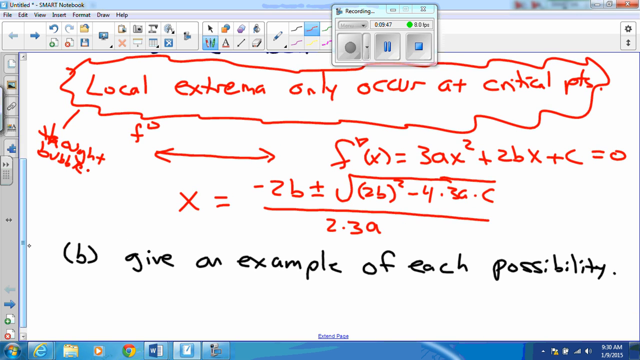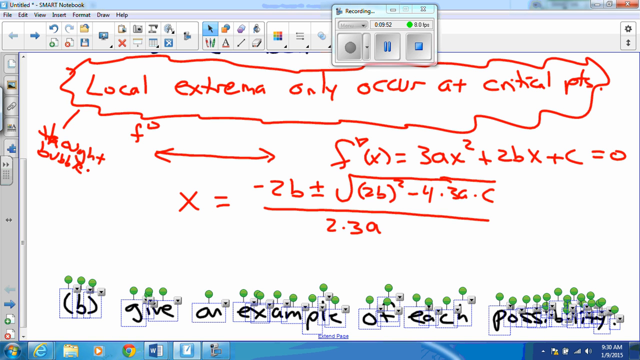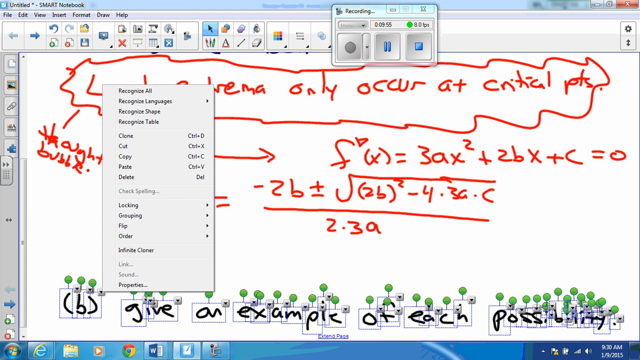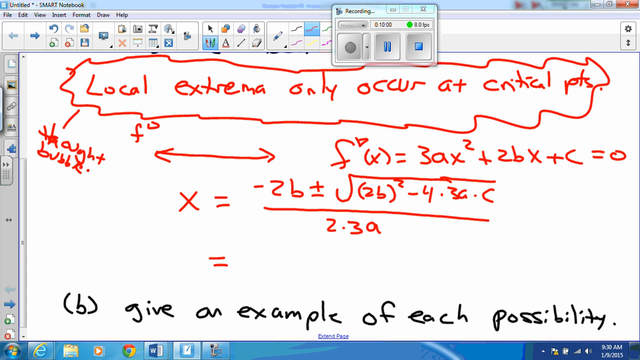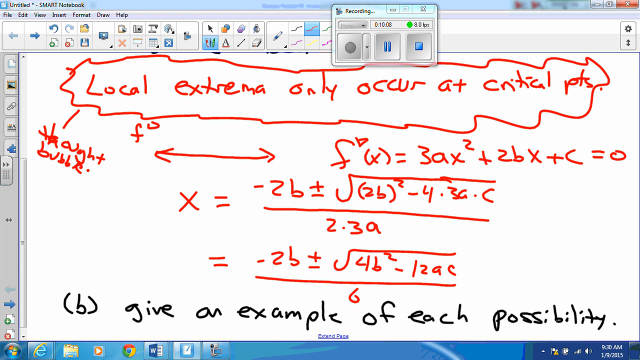Let's simplify it just a little bit, just so we can clean it up. That's going to be negative 2b plus or minus the square root of 4b squared minus 12ac all over 6a. I could simplify this a little further by extracting a square root of 4 from here, but honestly it wouldn't give me a whole lot of extra insight, so I'm not going to bother. Okay? So now I have these critical points.